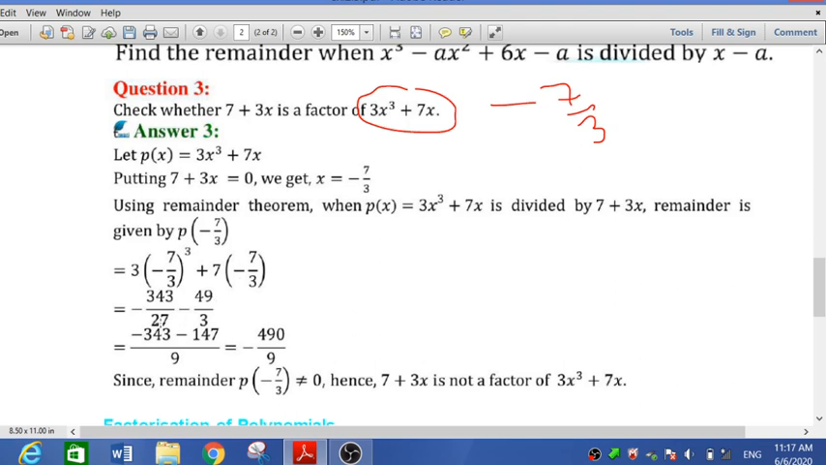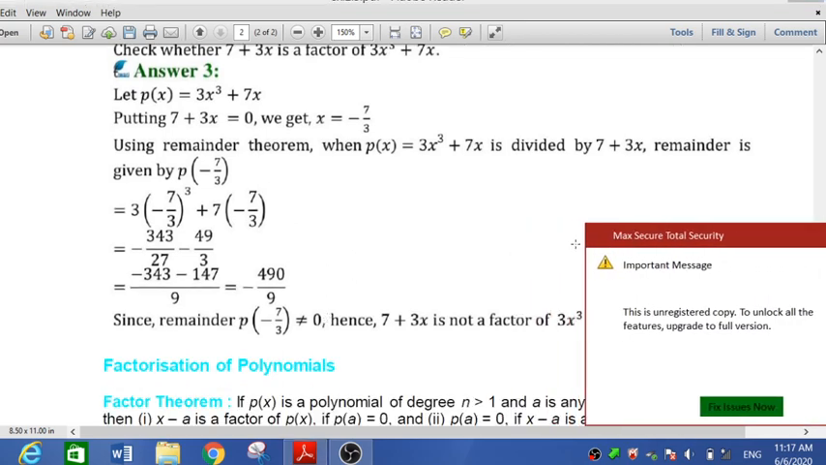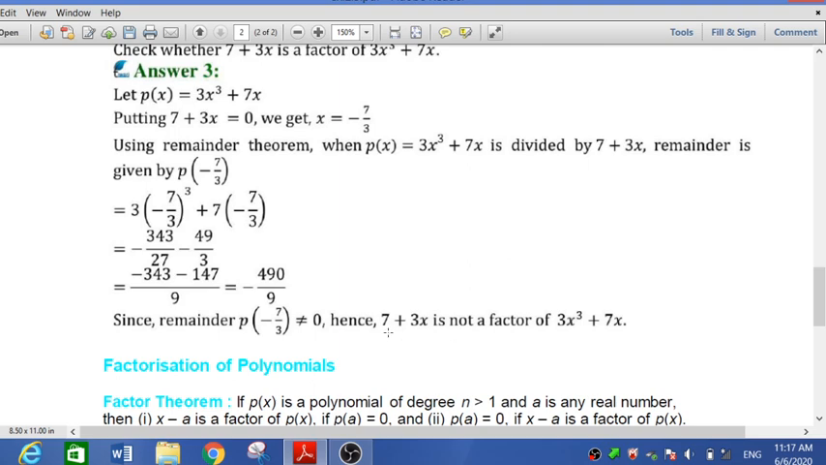So the LCM is 27 and 3. The LCM is 27, or we can cut it by 3. If we divide it by 3, we get 9. And when we simplify, we cannot get answer 0. So we can say it is not a factor. 7 plus x is not a factor. Why? Because the remainder is not equal to 0. If the remainder is equal to 0, we can say that it is a factor.